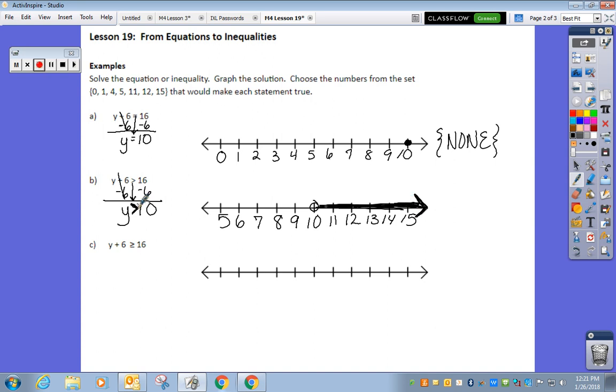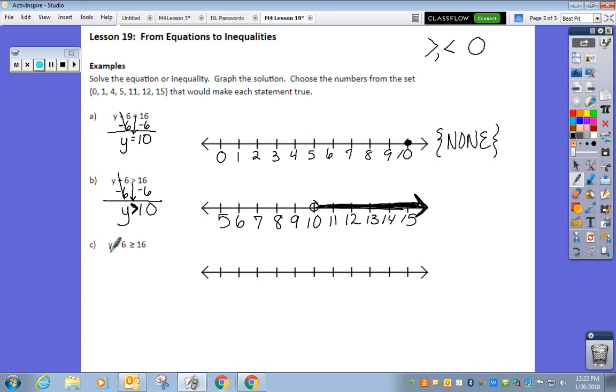Something to take note of too, and I'm just going to make a little note of this up here: if we see greater than or less than, that means open circle. Let's see what we would do with the next one.